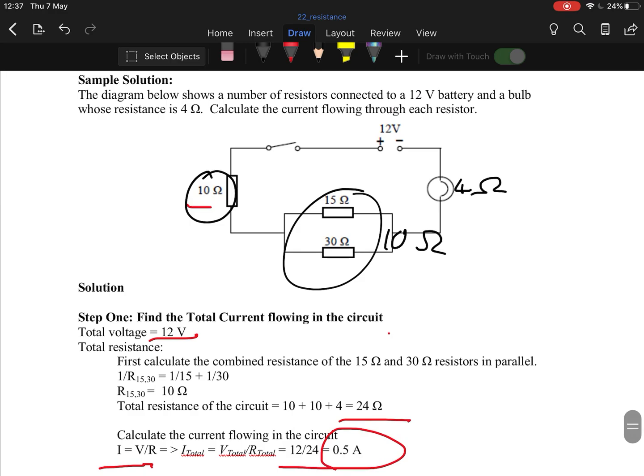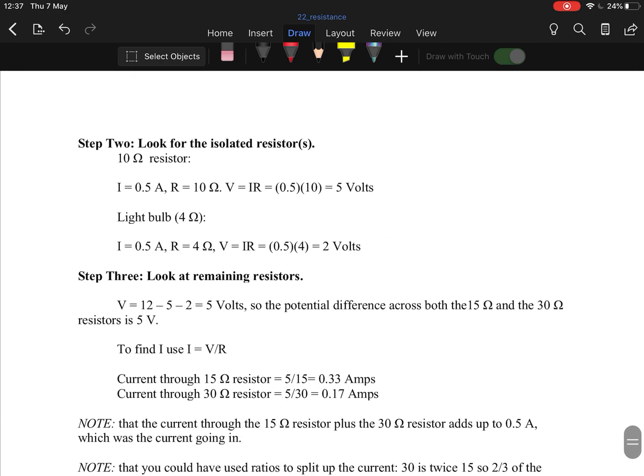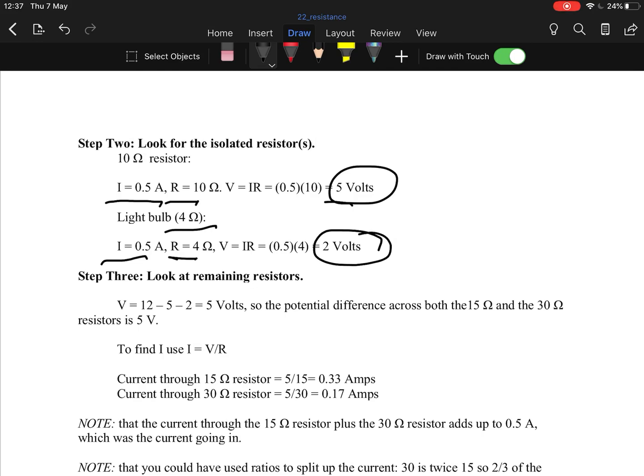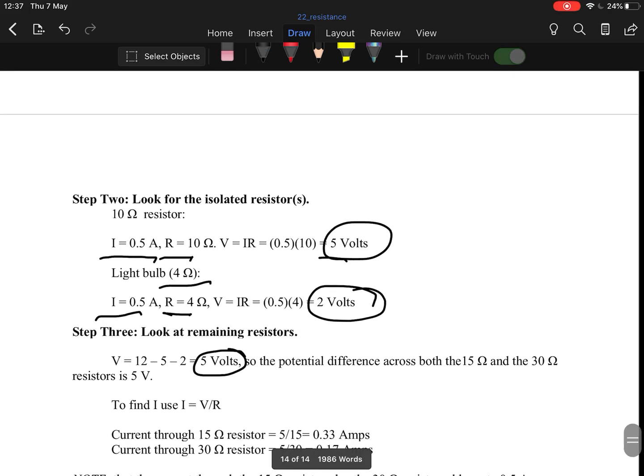Look for the isolated resistors. We have 2 isolated resistors here. We have the 10 and we have the bulb. So for the 10, fairly straightforward. The current is 0.5 amps. The resistance is 10. The voltage is 5 volts. For the bulb, the resistance is 4. 2 volts are taken up. So therefore, of the 12 volts, only 5 volts are left.